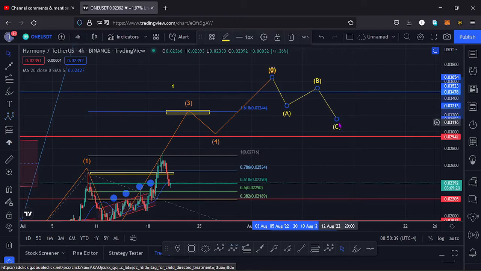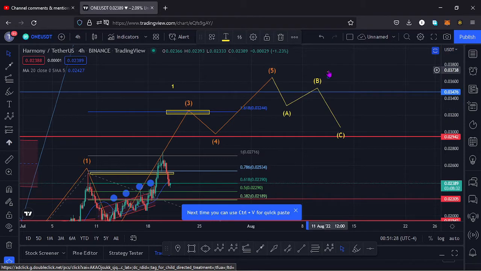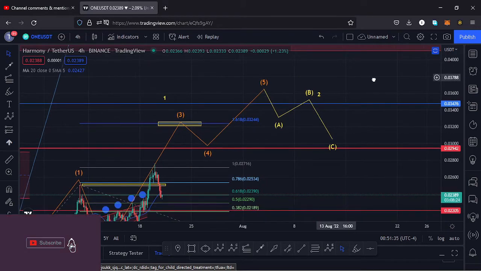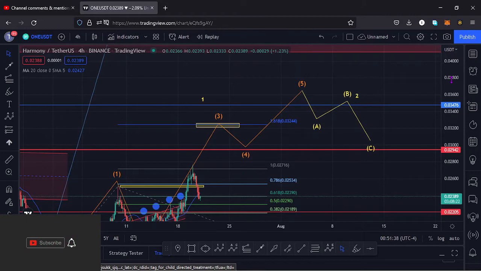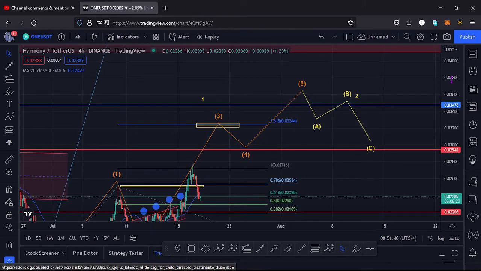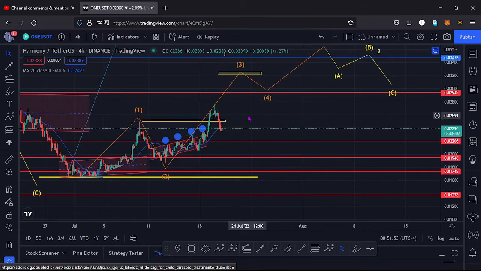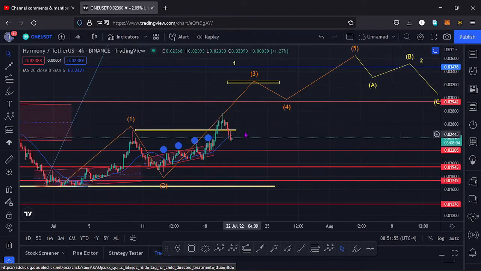And once the ABC correction comes to an end, then we can name this as a wave 2. And once that move plays out, I also expect the formation of a wave 3 to the upper side, a wave 4 and a wave 5 to complete that Elliott wave count to around the $0.024 mark and the $0.19 mark.